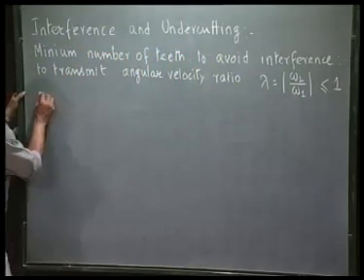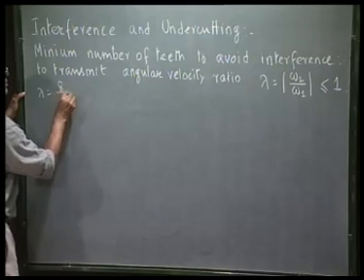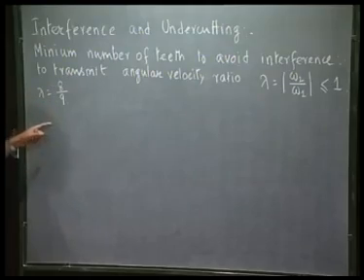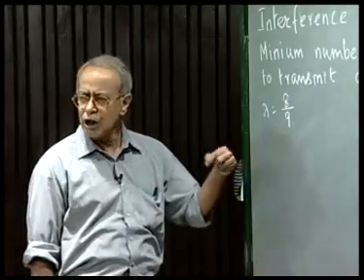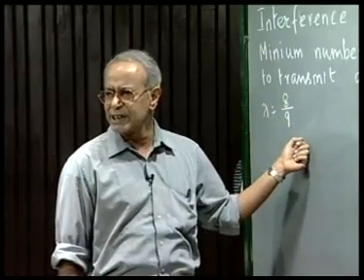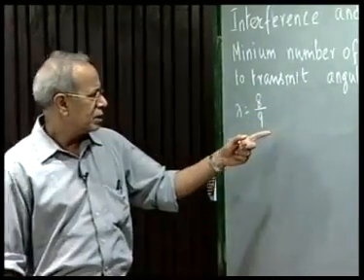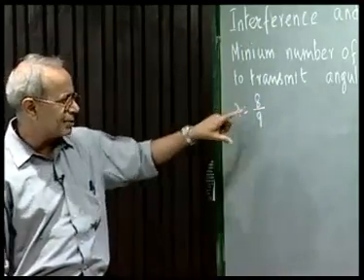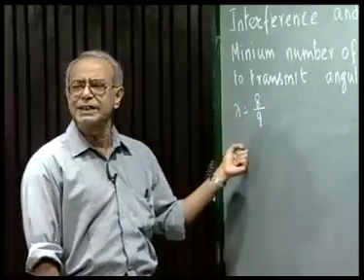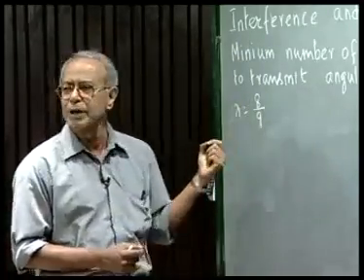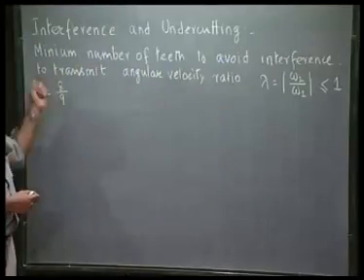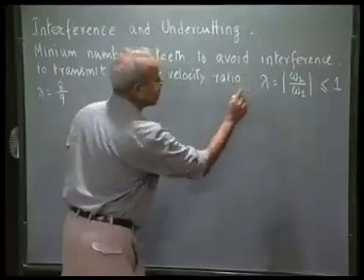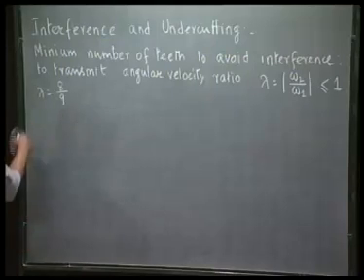For example, suppose lambda is 8 upon 9. Now, to transmit a constant angular velocity ratio of 8 by 9, I can have 16 and 18 teeth or 24 and 27 teeth or 32 and 36 teeth. The question is, what must be the minimum number of teeth to transmit angular velocity at 8 by 9? Can I use 8 and 9 teeth to transmit constant angular velocity at 8 by 9? That is the question we are trying to answer. What is the minimum number of teeth such that interference is avoided while transmitting a particular angular velocity ratio which is given to us, the value of lambda.